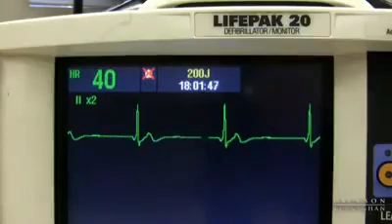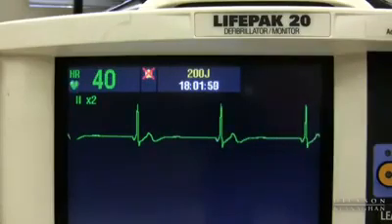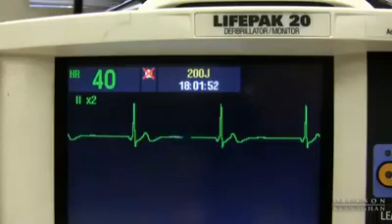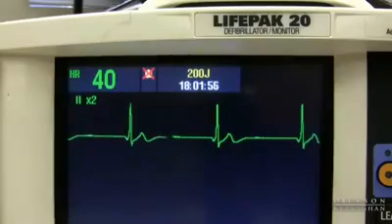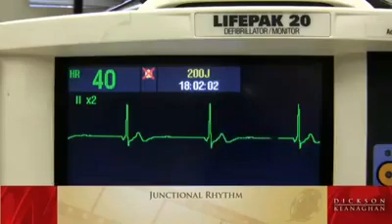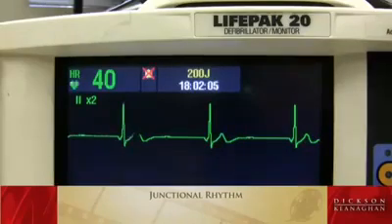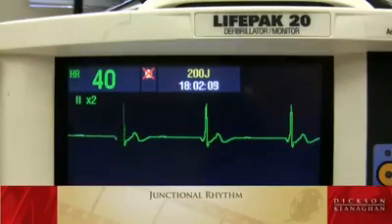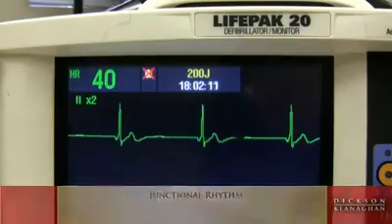Here's a slow rhythm. It's a regular rhythm, but I notice that the P waves are inverted right before the QRS. That's a junctional rhythm. Sometimes you don't see the P waves because they're hidden in the QRS, or sometimes they're after the QRS. Either way you see it, the P waves will be upside down because of retrograde or upside down conduction. That's a junctional rhythm.